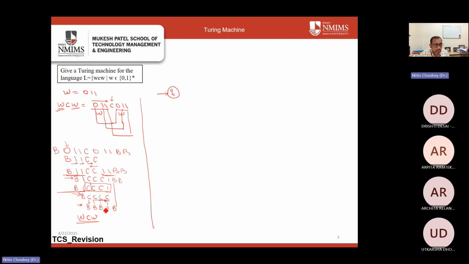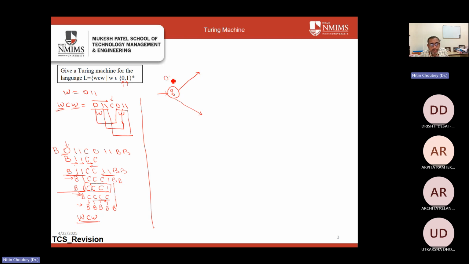So how to proceed further now? W belongs to (0 or 1)*. That means the first symbol in the first input may be either 0 or 1. Okay. So if it is 0, what we are going to do, that we need to show. Similarly, when it is 1, what we are going to do, that we need to show. So two different paths we need to follow.